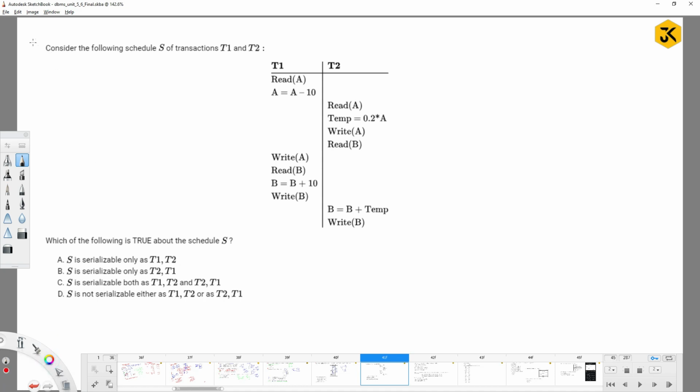Next one: consider the following schedule S of transactions T1 and T2. Again, they ask whether it is serializable or not, and if it is serializable, in what order, right? For that, we will again draw the graph. T1 to T2: read here, read here, write here, so T1 to T2 there is a dependency. And write here, write here, so T2 to T1, right? So I can directly say that the schedule is not serializable. As there exists a loop, it is definitely not a serializable schedule.